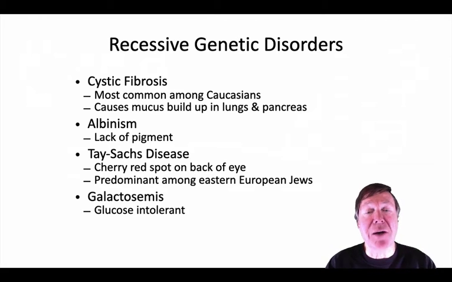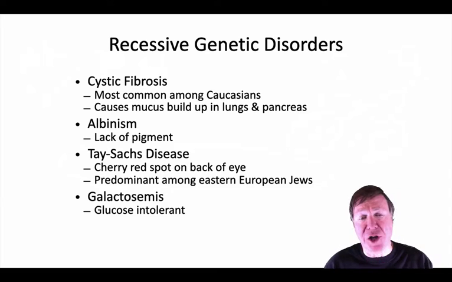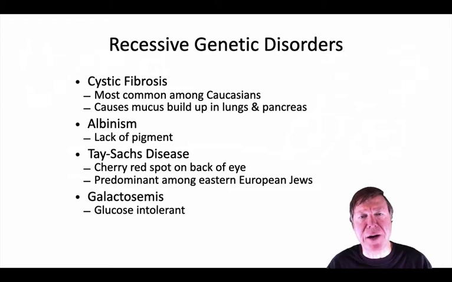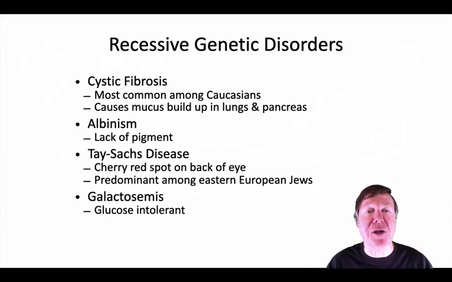Tay-Sachs, like I said, we're going to watch a video on Tay-Sachs. I'm going to warn you right now, it is extremely sad, but you're going to watch it. It causes a cherry red spot at the back of the eye, and honestly, most of the time the babies that have it die before they reach 5 or 6. The thing is, it's found predominantly among Eastern European Jews, Ashkenazi Jews. I think I pronounced that right. That's the group of people that it's usually found in. It can be found outside, but that's the group of people it's usually found in.